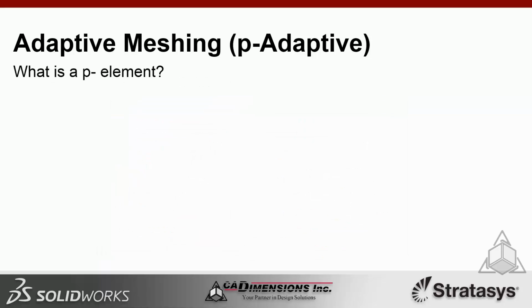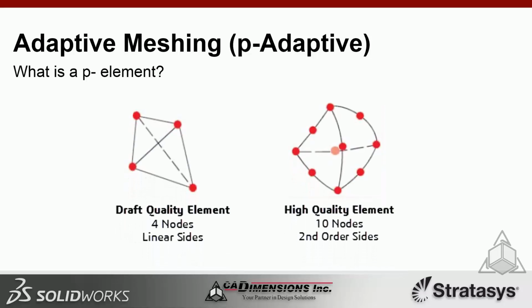The next question is, what is a P element? I'll bring back the image from earlier of our 2 element types, draft and high quality, first and second order. P elements are all high quality elements. The P stands for polynomial. So a p-adaptive study basically changes the equation describing the legs of our elements.